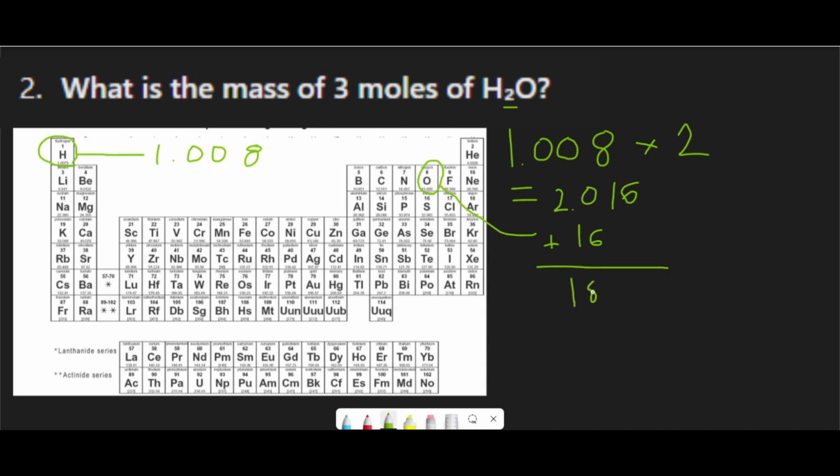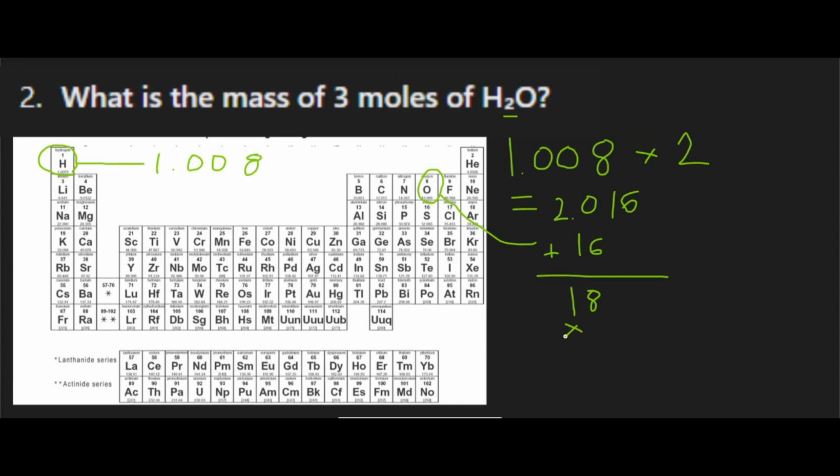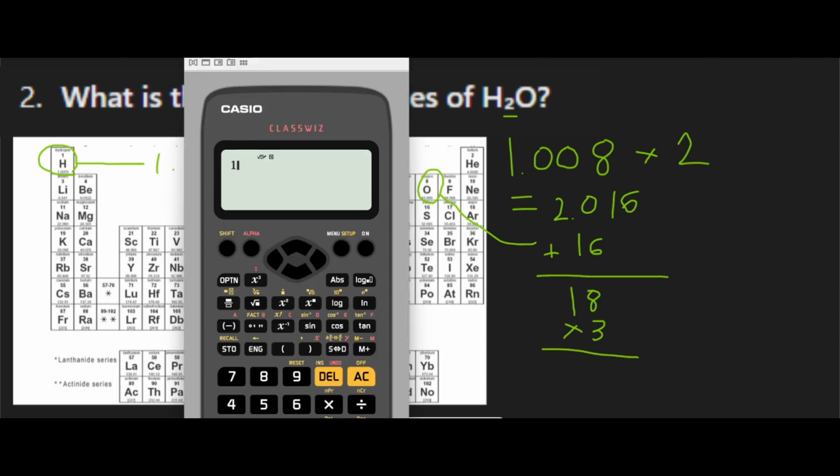But the question did not ask for 1 mole, it asked for 3 moles. So 18 times 3 is equal to about 54 grams. So 3 moles of H2O is equal to 54 grams.